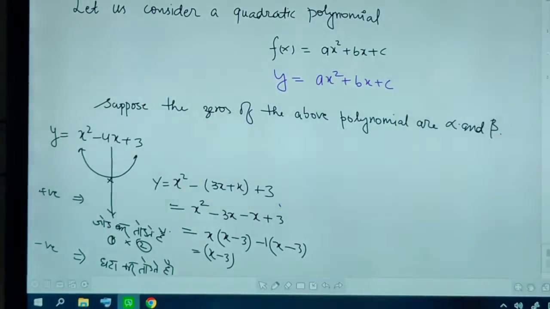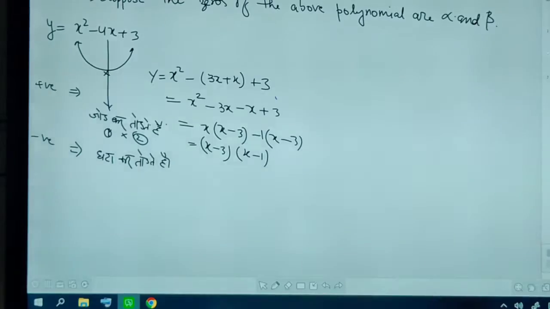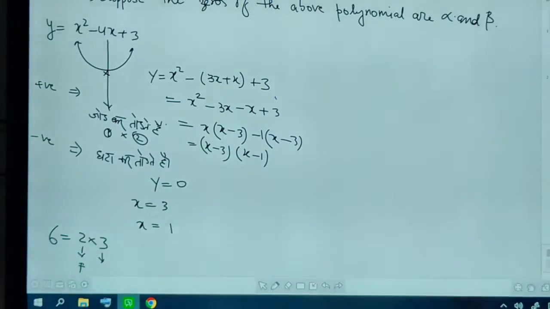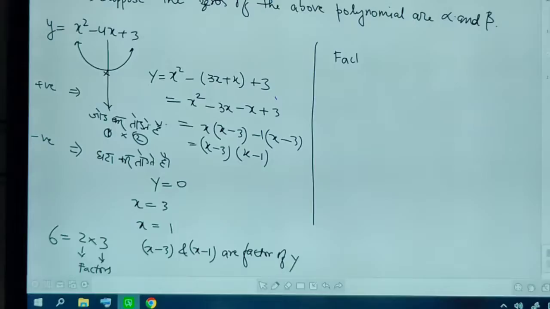So in this case y is equal to x square minus 4x plus 3. We can write 4x as 3x and x. The two parts are 3x and x, so y equal to x square minus 3x minus x plus 3. We can write y as x minus 3 into x minus 1. So to find the zeros of the polynomial, we put y equal to 0. So x equal to 3 and x equal to 1 are the zeros of the polynomial.